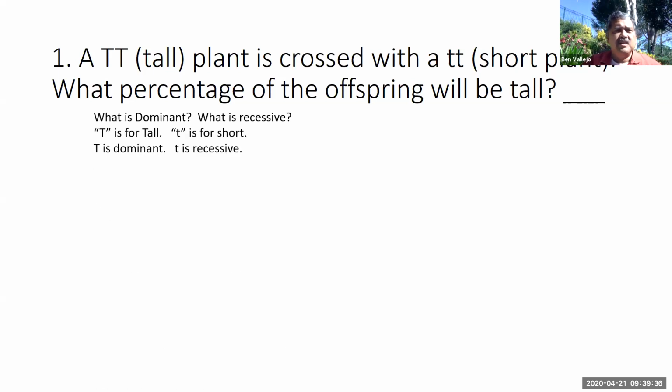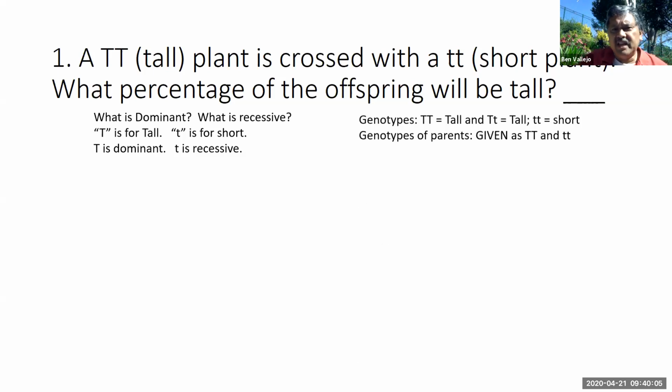First, you've got to figure out what's dominant, what's recessive. From the question, it is given that the tall plant is big T. So we know that we're going to represent the allele big T as tall. In the problem, they tell you that the homozygous recessive little t is a short plant. So we're going to say that the little t is for short, big T is dominant, little t is recessive. Then we figure out the genotypes. And the genotypes of the parents are given as big T, and little t. That's directly from the problem.